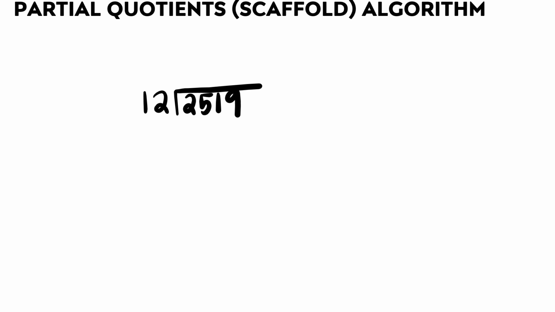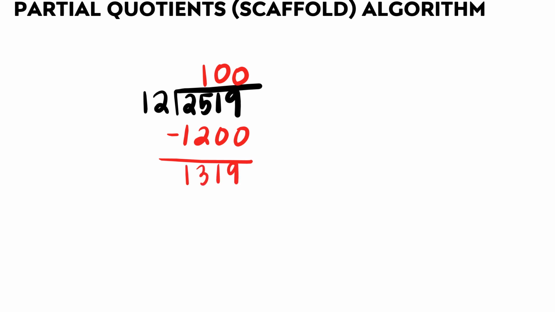Well, maybe they know their basic addition facts, and they know that 12 would go into 2,519 at least 100 times, because 100 times 12 is 1,200. All right, so we start off and we're just chipping away at this problem. So we say, okay, we know it goes in at least 100 times, so let's subtract that off. So 100 times 12 is 1,200. We're subtracting that. That gives us 1,319.